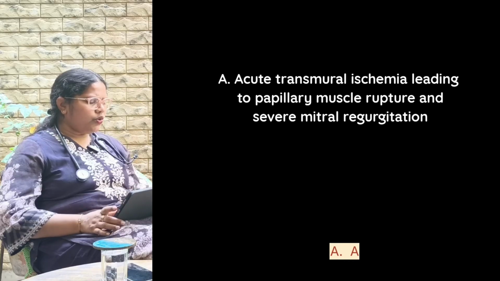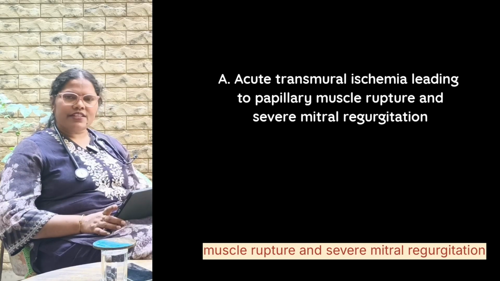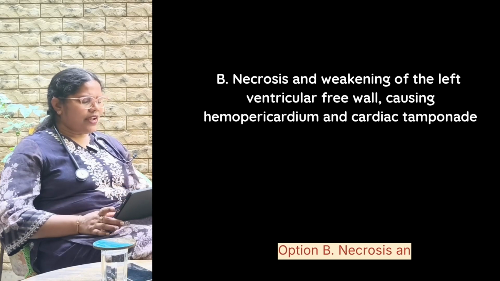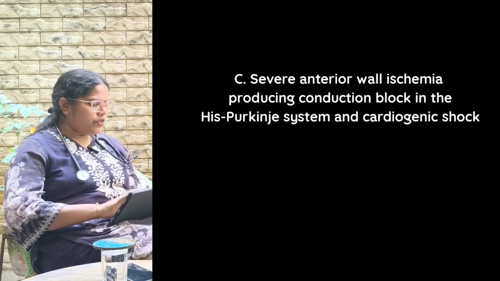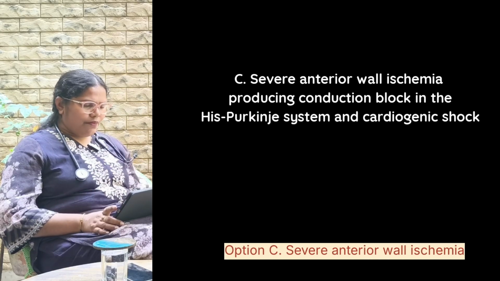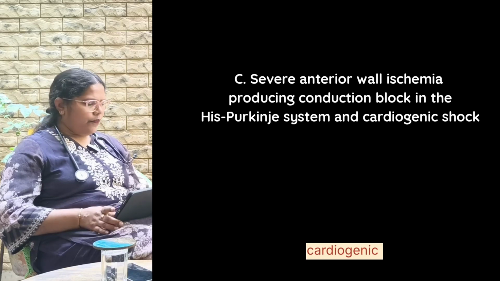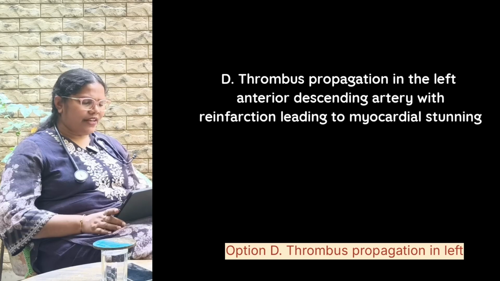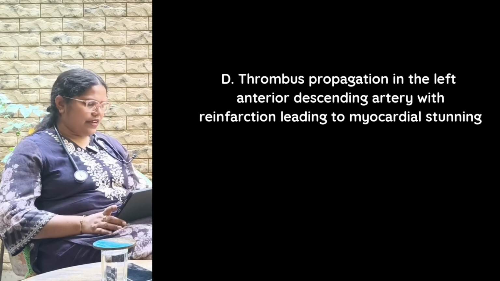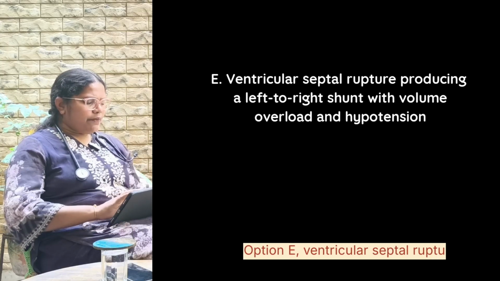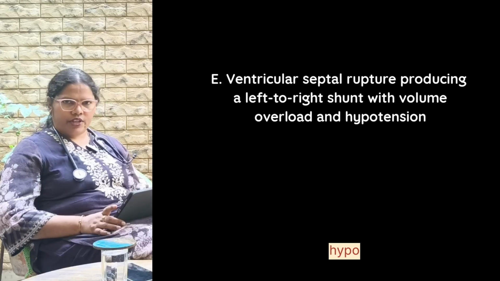Option A. Acute transmural ischemia leading to papillary muscle rupture and severe mitral regurgitation. Option B. Necrosis and weakening of left ventricular free wall causing hemopericardium and cardiac tamponade. Option C. Severe anterior wall ischemia producing conduction block in his Purkinje system and cardiogenic shock. Option D. Thrombus propagation in left anterior descending artery with reinfarction leading to myocardial stunning. Option E. Ventricular septal rupture producing left to right shunt with volume overload and hypotension.